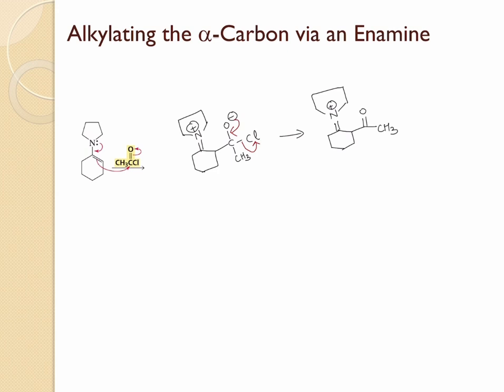Now you can see that there is an acyl group in the alpha position of the carbonyl compound, which has now been converted into an enamine. And in the next step, you're going to do the acid hydrolysis, which would cleave this molecule into a protonated amine and the corresponding carbonyl compound. Here is the acyl group that is attached in the alpha position.